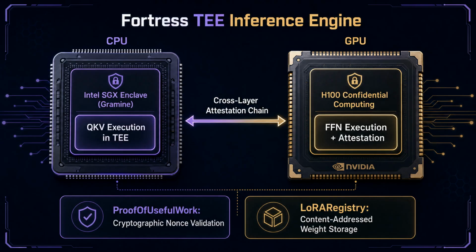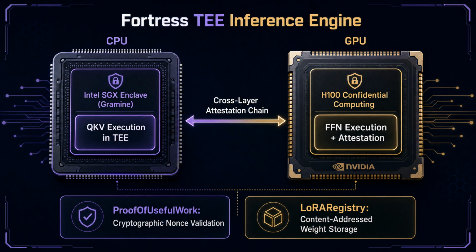The Fortress Trusted Execution Environment node partitions inference across two hardware security domains. Query, key, and value computations execute inside an Intel SGX enclave managed by Gramine, providing CPU-side confidential computing. Feedforward network execution runs on an H100 GPU with confidential computing mode enabled. A cross-layer attestation chain cryptographically verifies the integrity of every computation across both domains.